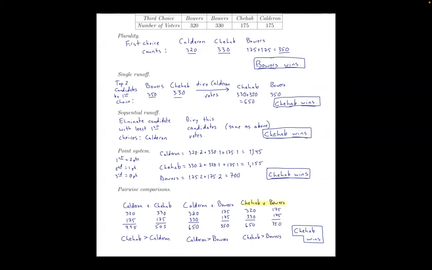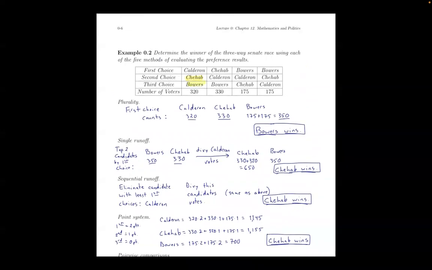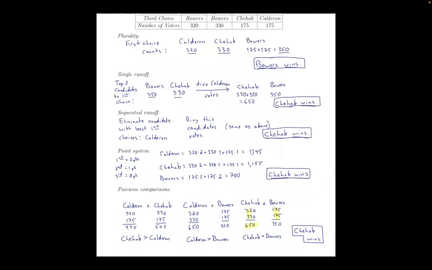Lastly, Shahab versus Bowers. So Shahab versus Bowers, we go through here and here. Shahab beats Bowers, and Shahab beats Bowers in this race. So Shahab gets 320 plus 330. On the other hand, Bowers beats Shahab in these 2 races, and these 2 rankings. And we add 175 and 175 for Bowers' votes against Shahab. And when we put all those together, we see that Shahab has 650 votes favoring them versus Bowers, whereas Bowers has 350 favoring them versus Shahab.